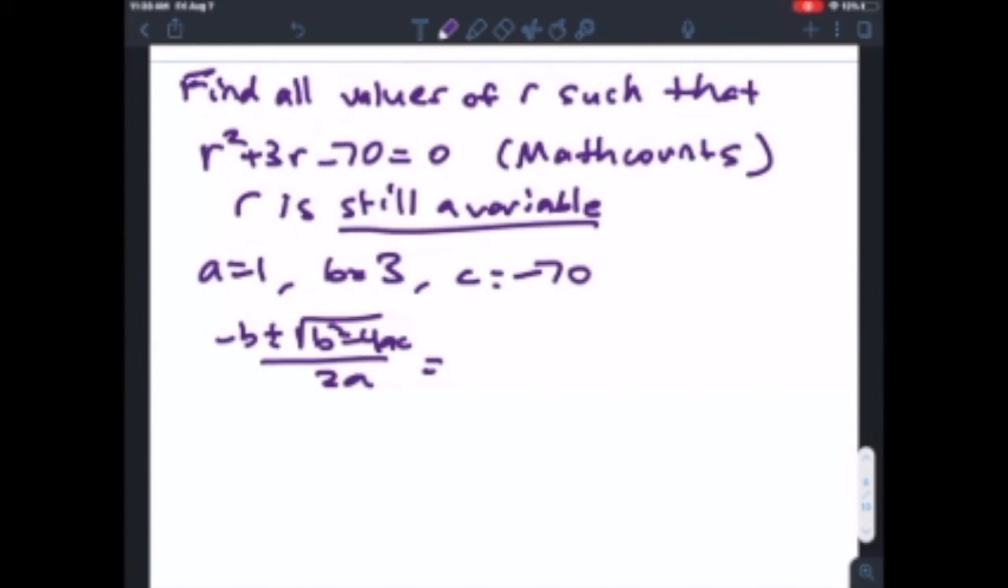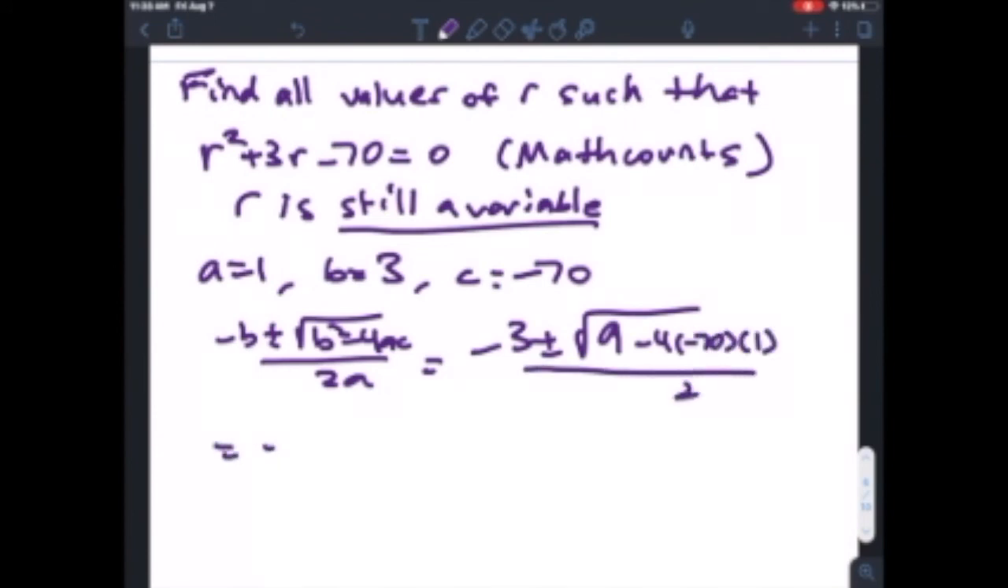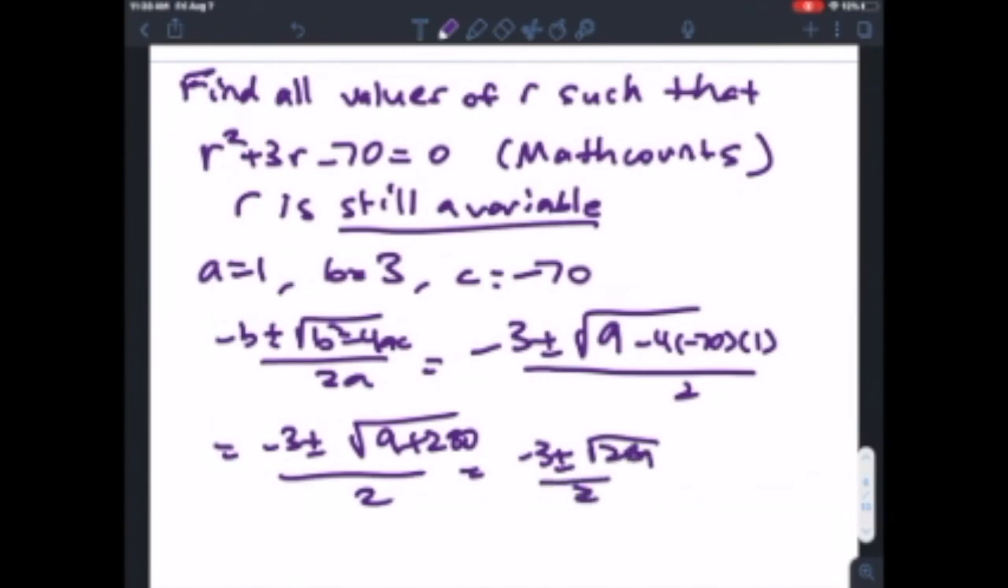Let's plug these in. Negative 3 plus or minus the square root of 3 squared, which is 9, minus 4 times negative 70 times 1, all over 2. So we have negative 3 plus or minus the square root of 9 plus 4 times 70, so plus 280, over 2. So you have negative 3 plus or minus square root of 289 over 2. And you should definitely try and memorize these square roots for larger numbers, and you would know that the square root of 289 is 17. Negative 3 plus or minus 17 over 2.